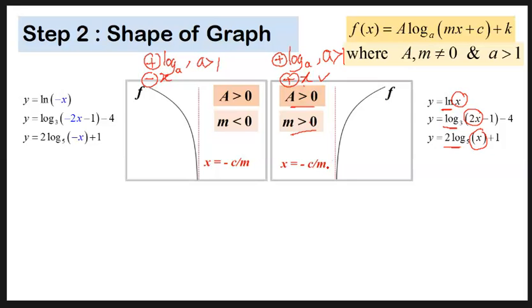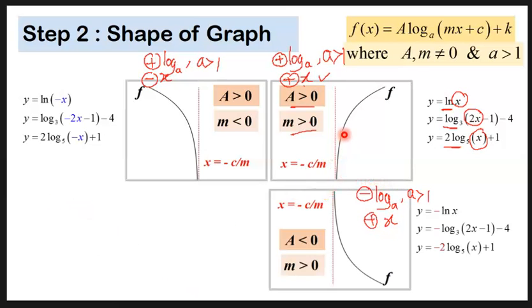Whereas, let's say now I have another situation. Instead of having plus plus for both log and x, I change the sign on the log to become minus. Again, this is for the case a greater than 1, and the x is maintained as a positive coefficient. So how will the shape of the graph look? Let's see. We flip the graph vertically, and this is the form of graph that we have. And once again, a less than 0, m greater than 0 corresponds to the coefficient of the function and also the x.